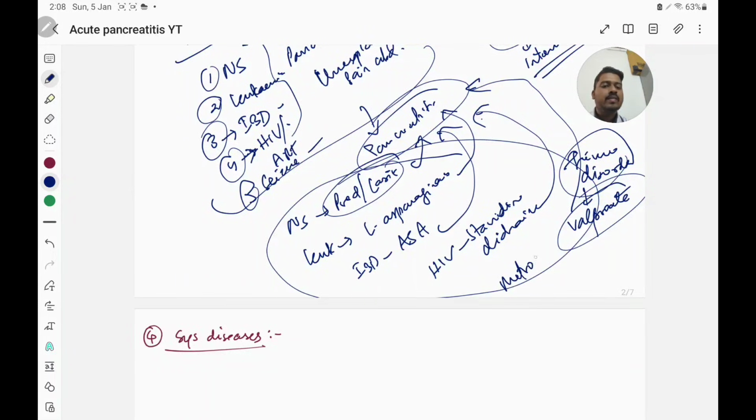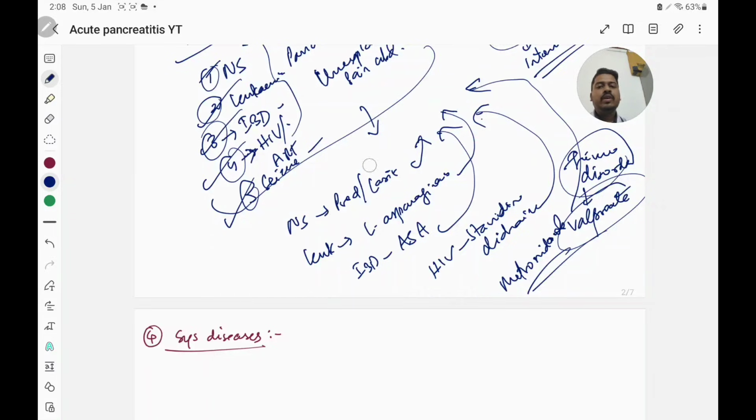In addition to this, we have a few more drugs like metronidazole, which can also cause pancreatitis. Okay, but all these are less common. But whenever a patient with nephrotic syndrome, leukemia, IBD, HIV, who is on ERT, or with seizure comes with unexplained pain abdomen, then you have to work up for pancreatitis also.